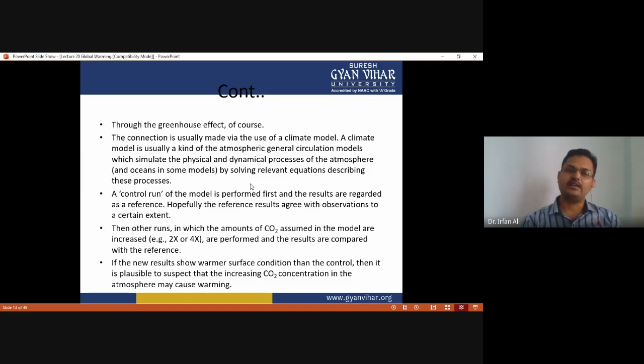Then other runs, in which the amount of carbon dioxide assumed in the model is increased 2 times or 4 times, are performed, and the results are compared to the reference. If the new result shows warmer surface conditions than the control, then it is possible to suspect that the increasing carbon dioxide concentration in the atmosphere may cause warming. So certain models demonstrate and identify that carbon dioxide is a major gas that contributes to global warming.